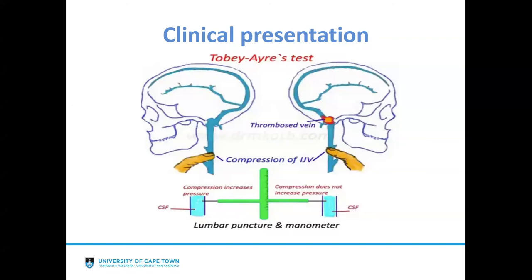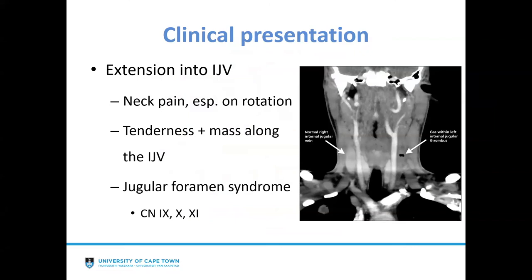And then again, once infection has spread distally along the IJV, the patient may present with neck pain, especially with rotation. You may feel tenderness and a mass along the region of the internal jugular vein. And if there is pressure on the jugular foramen due to the thrombus, the patient may present with jugular foramen syndrome, with fallouts of cranial nerves 9, 10, and 11.